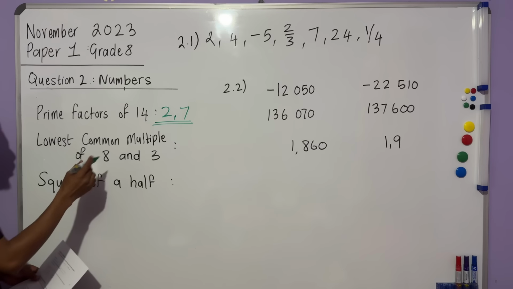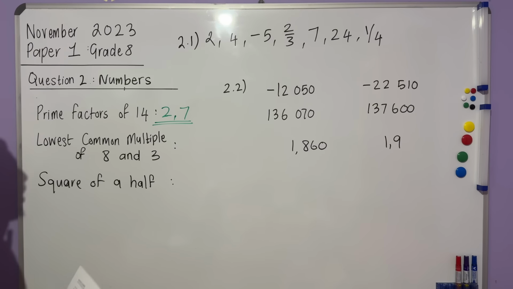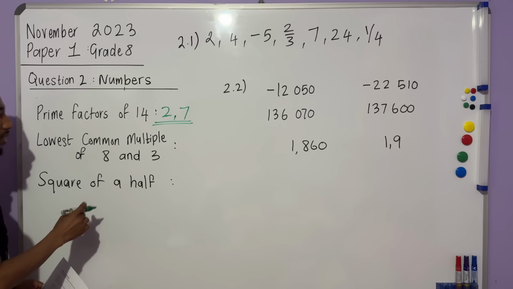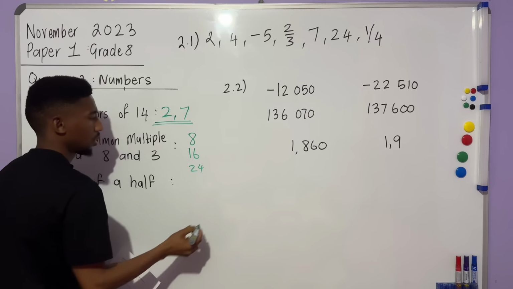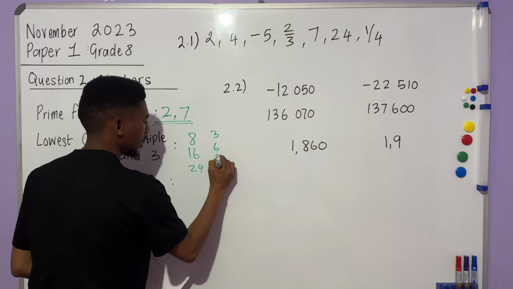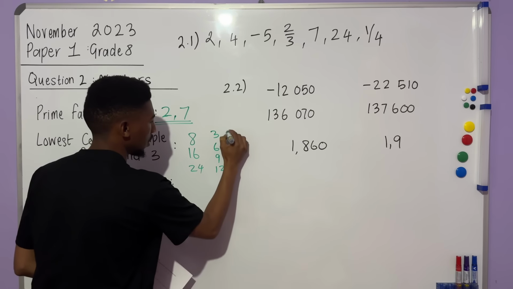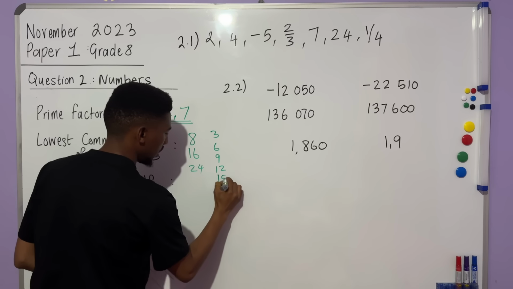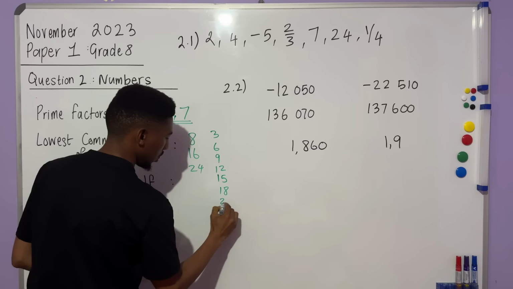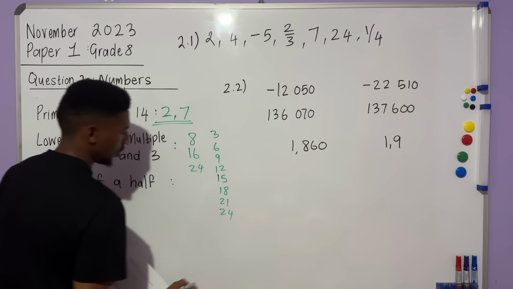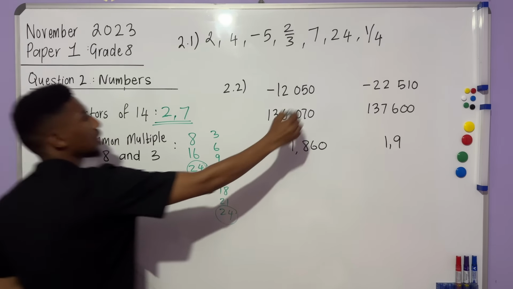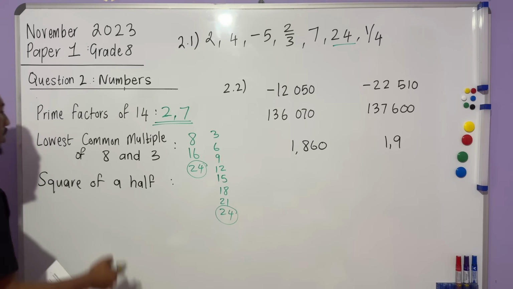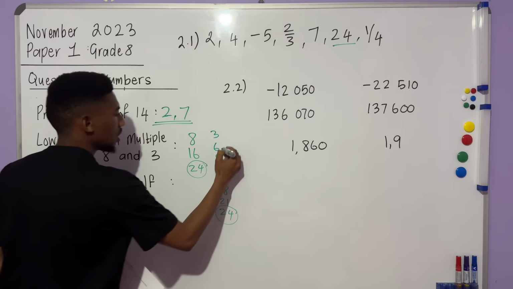Then we have lowest common multiple of 8 and 3. So how do we do this? 8, and then 16, 24, and then 3, 6, 9, 12. We can keep going on the side. 15, 18, 21, 24. Immediately we have a match. We just did the multiples, and we can see that the LCM of 8 and 3 would be 24.